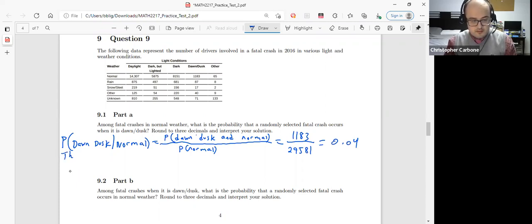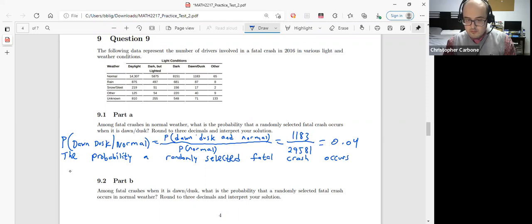So the probability a randomly selected fatal crash occurs when it is dawn or dusk, given normal weather, is 0.04.